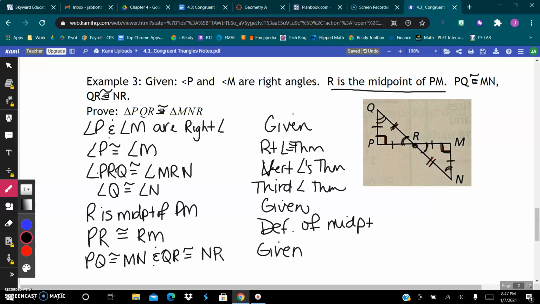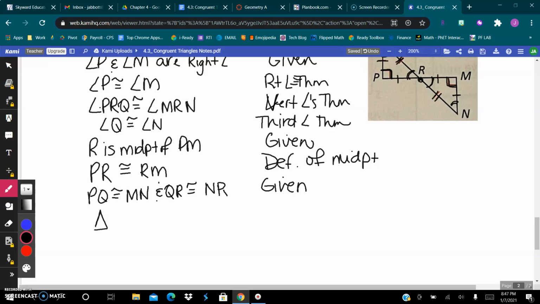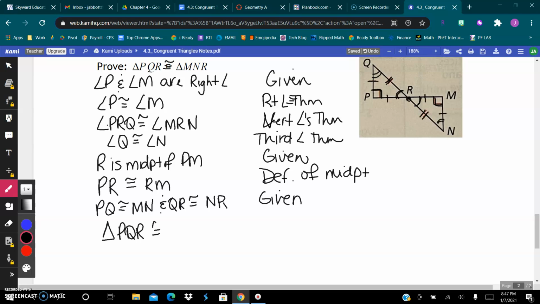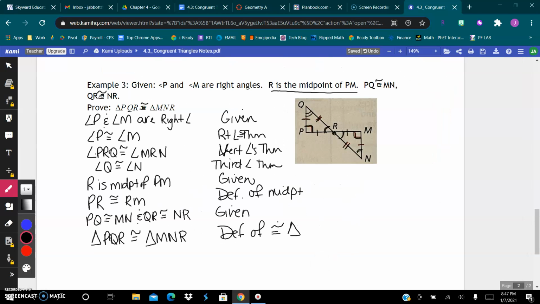And if we look, we have taken care of all 3 angles and all 3 sides here. So then we can jump right to that the 2 triangles are congruent because we have proved all sides and all angles. PQR is congruent to triangle MNR. And that is the definition of a congruent triangle. Congruent triangles are all angles and all sides are congruent.